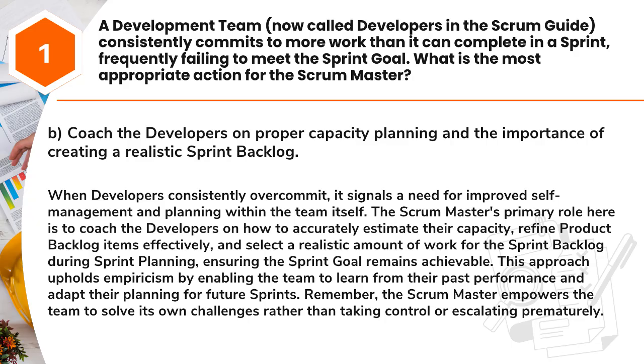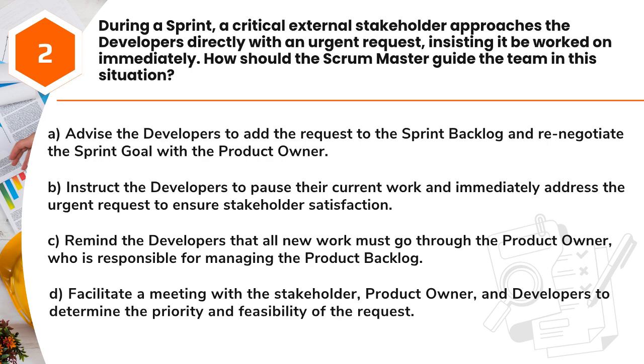goal remains achievable. This approach upholds empiricism by enabling the team to learn from their past performance and adapt their planning for future sprints. Remember, the Scrum Master empowers the team to solve its own challenges rather than taking control or escalating prematurely.